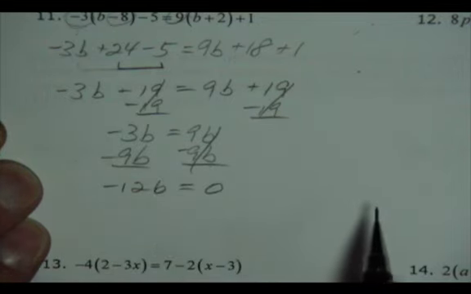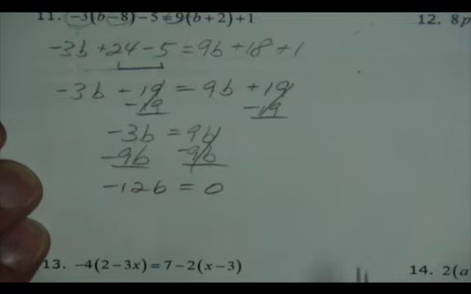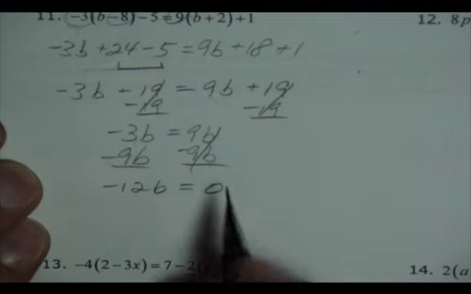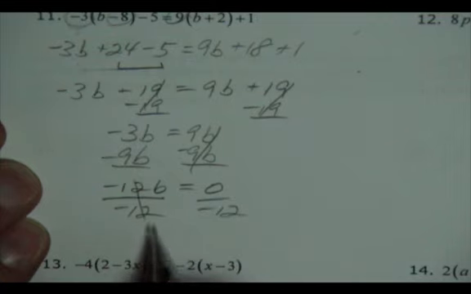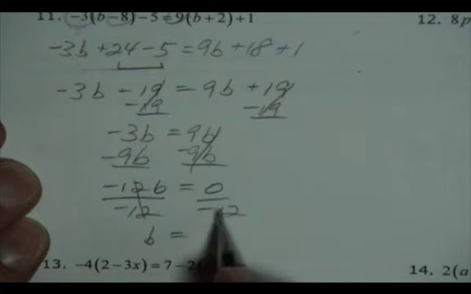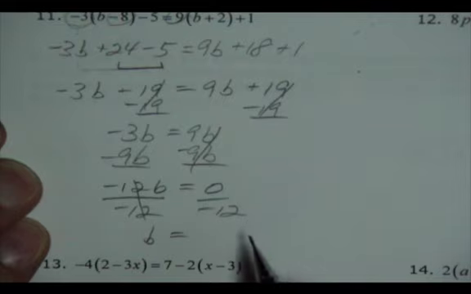It's probably clear to you at this point that b must be 0. Well, let's just solve for b as we normally would by dividing by -12 on each side. And we find, in fact, b is 0 because 0 divided by anything but itself is 0.